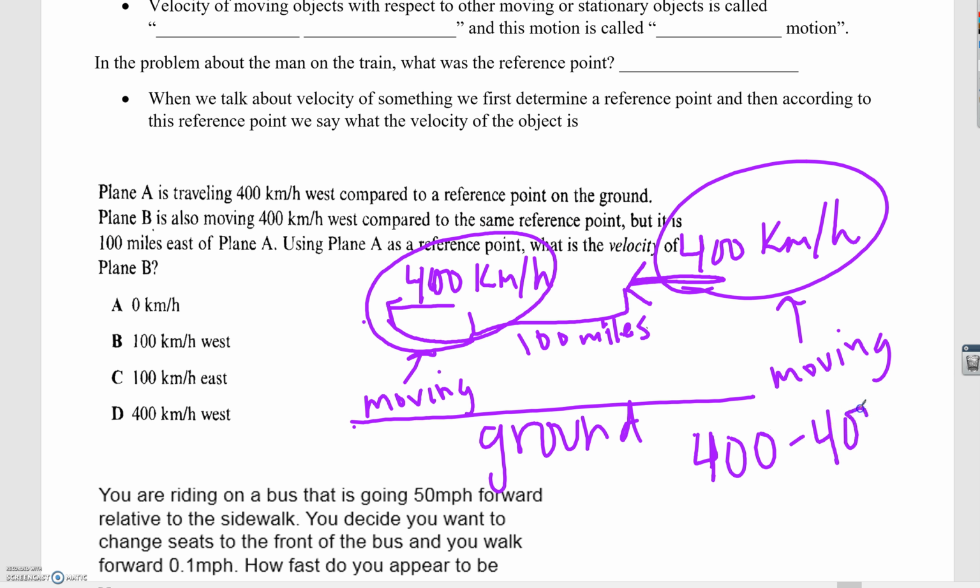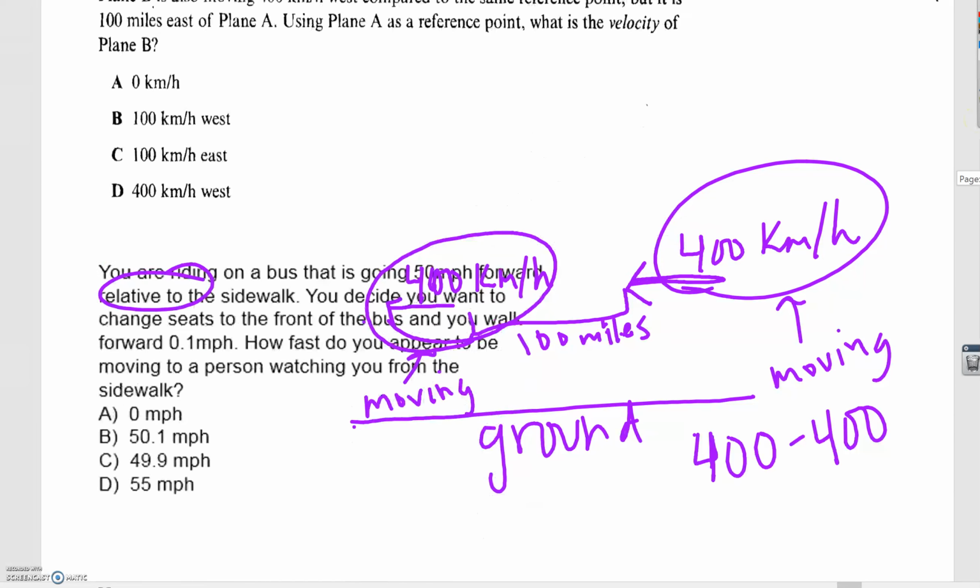And that makes sense if you think about it. They're both going the same speed. So even that person, they're both going the same speed. It's going to look like they're not moving at all. And so it makes sense in that. Okay. Next problem.